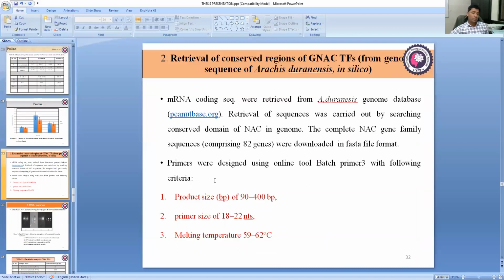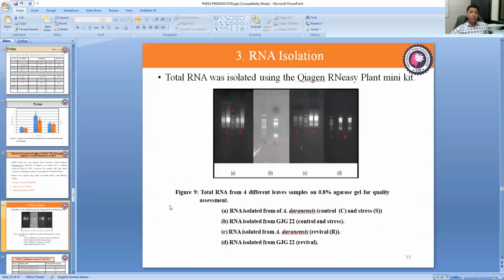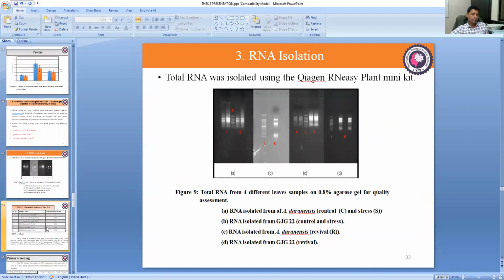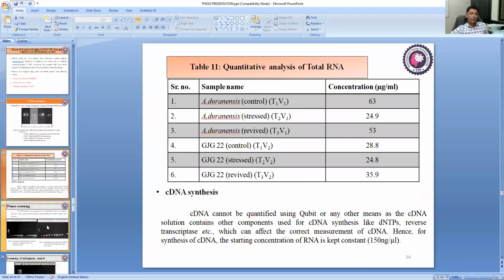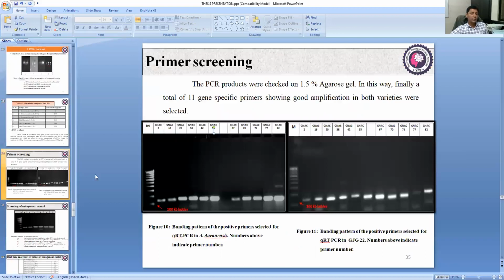Mainly those are the transcription factors regulating this, which required in silico methods, and we decided that specific sizes of fragments were required at particular melting temperatures. After the RNA isolation, the stress, revival, and control conditions can be distinguished and visualized on gel electrophoresis. Moving ahead, quantification is not a big deal, but the screening is important.